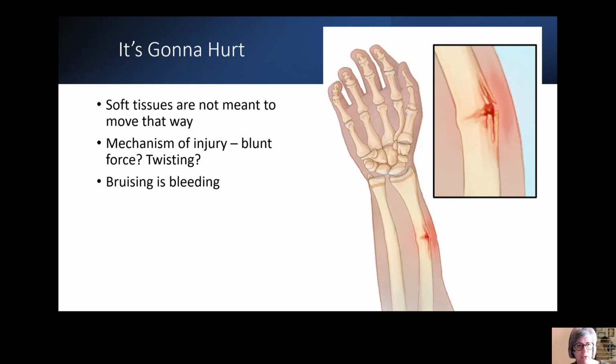So bruising is bleeding. So treat your bruises, use cold compresses. More critically, if your patient's anticoagulated, you're going to need to be alert for whether that bleeding is going to stop appropriately. Fractures of bones that have marrow are another story entirely.